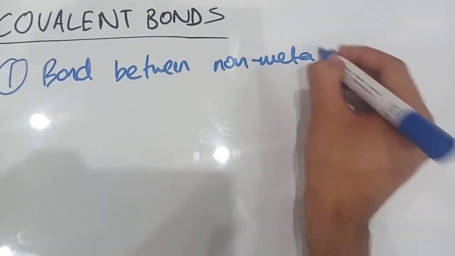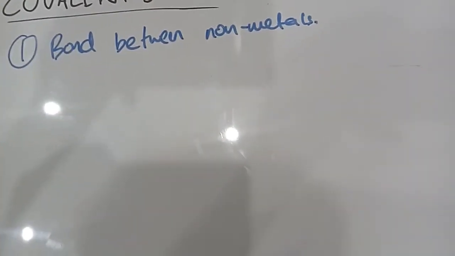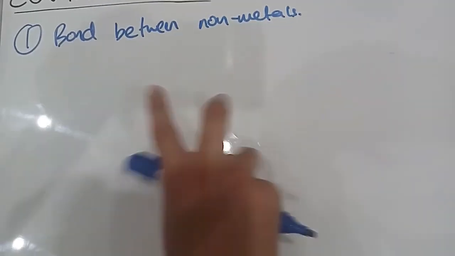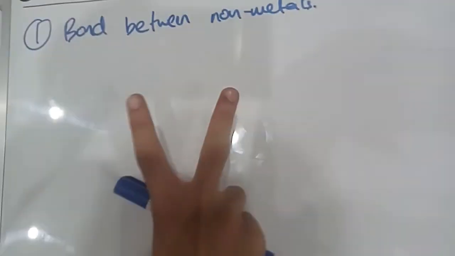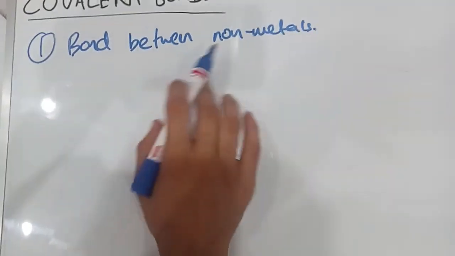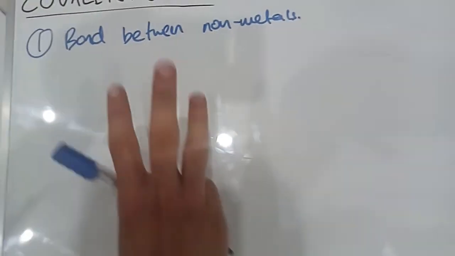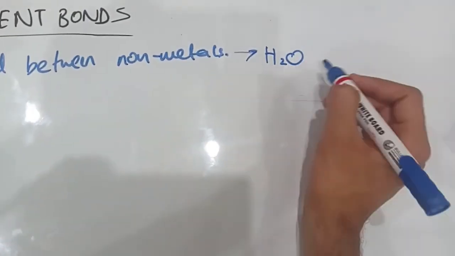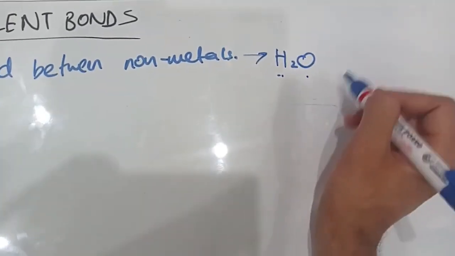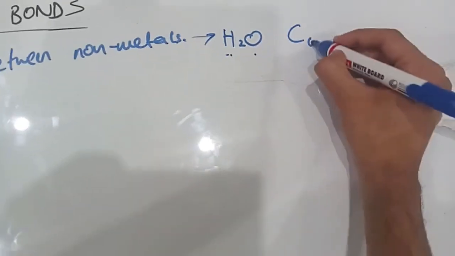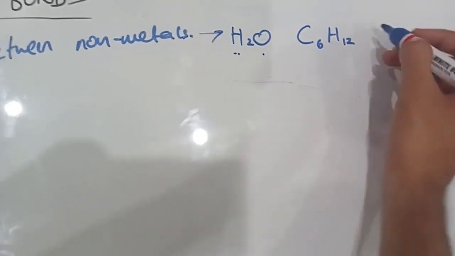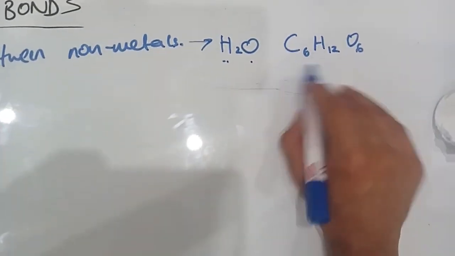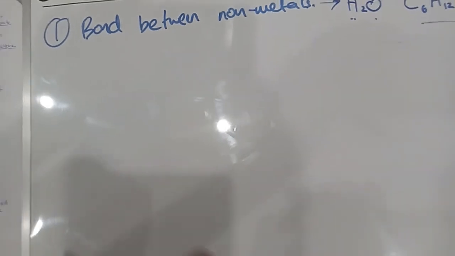Now, when we looked at ionic bonds, we said an ionic bond is a bond between a metal and a non-metal, and so you only had two different atoms. But that's not the case with covalent bonds. You can have two different atoms, three different atoms, or four different atoms, depending on what you're making. For example, when you're making water, which is H2O, you're only using two different atoms. However, when you're making glucose, C6H12O6, you need three different atoms. So it depends on what you're making. So it's a bond between non-metals.